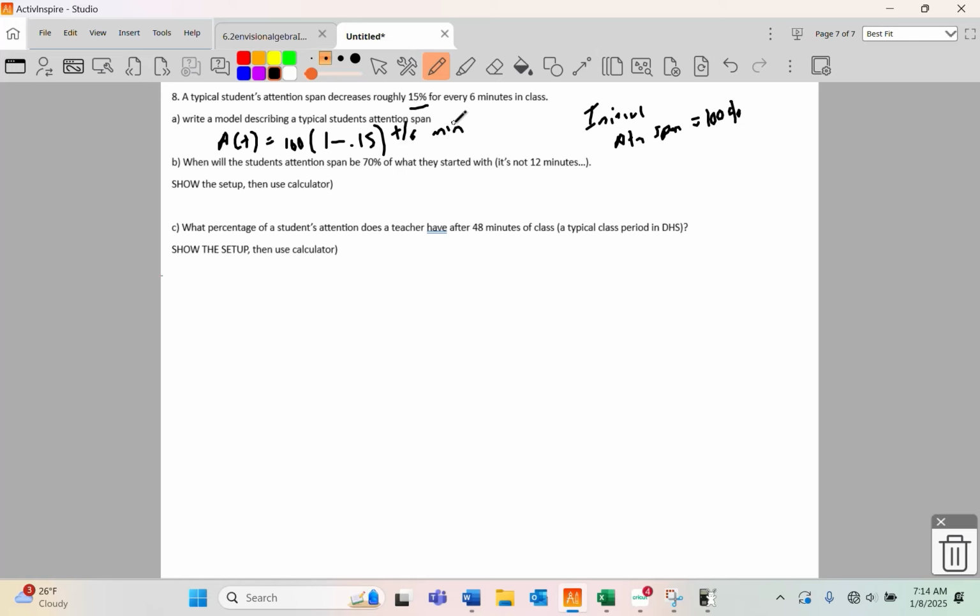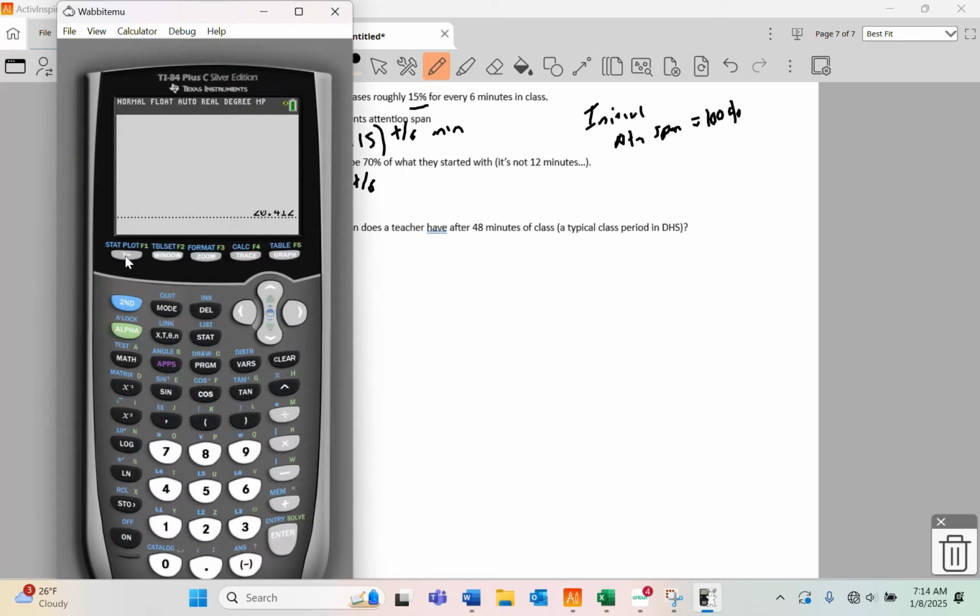T over 6 minutes. When will the student's attention span be 70% of what they started with? And it's not 12 minutes. This is 70 equals 100. This is going to clean up to be 0.85, and we'd have T over 6 as an exponent. And we'll use a TI-84 for that. Okay, everybody sees me clicking that, right? Go to Y equals. Put a 70 in Y1, put the equation in Y2, 100 times 0.85 with an exponent of T over 6, and then do a zoom 6.